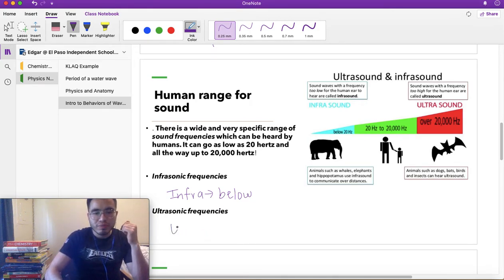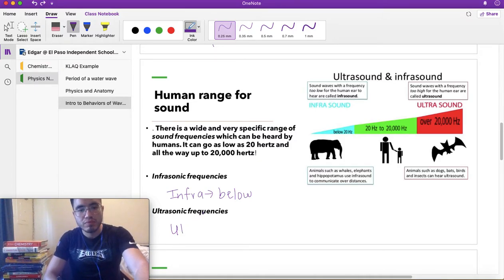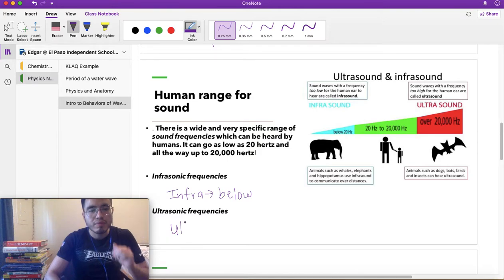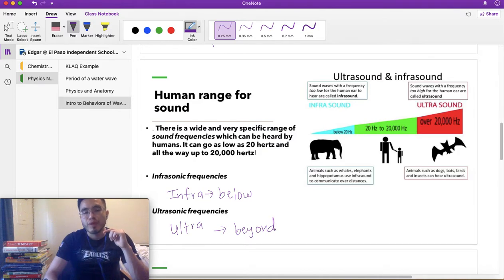Now ultra, there you go. Again from Latin, and that is beyond. So frequencies beyond 20,000 hertz or 20 kilohertz are ultrasonic. And sound beyond 20,000 hertz is called ultrasound. I'm going to write it down.